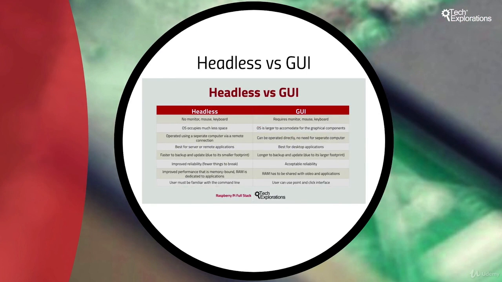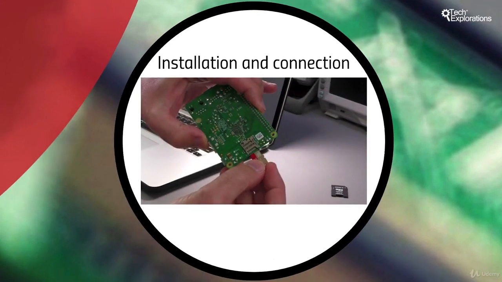Then I'll explain the differences between the headless and a GUI, a graphical user interface type operating system, and I'll explain why in this course we have chosen to use the headless version of the Raspbian operating system. Of course, then I'll show you how to install the operating system on your Raspberry Pi's SD card and to connect to it from your host computer for the first time.